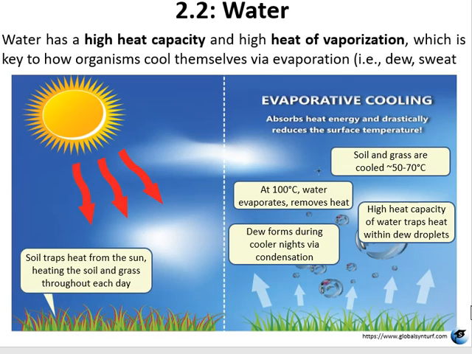This is also why water has such a high heat of vaporization, which is how organisms are able to cool themselves via dew or sweat, for example. So this figure here is kind of showing that.